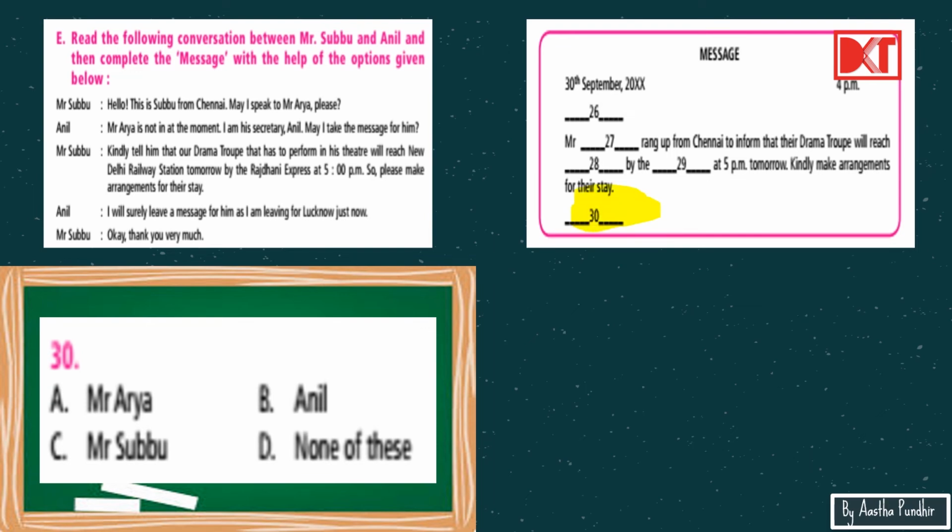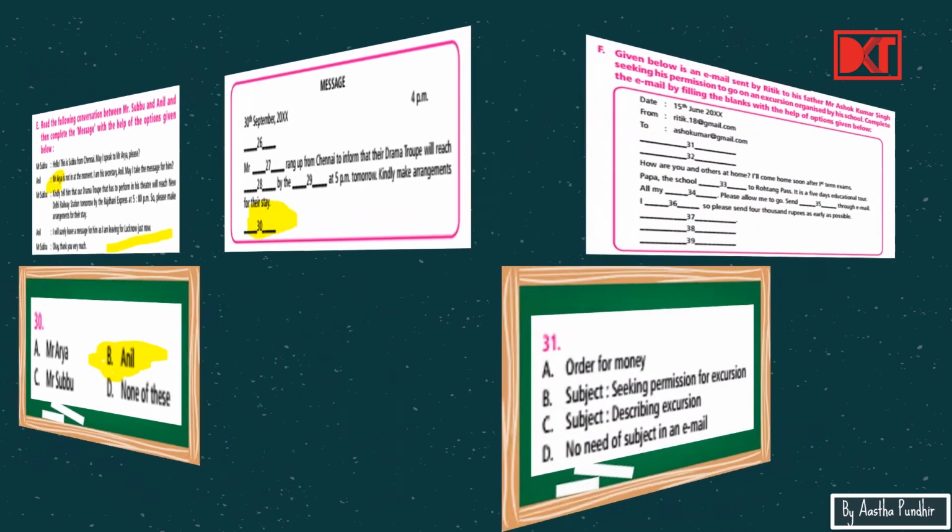Okay, 30th, last blank. By the Rajdhani Express at 5 p.m. tomorrow. Kindly make arrangements for their stay. Then at the last, what do you write? You write the name of the person who has written the message, of course. And who has written the message? B, Anil. Because he's the one who took the message and now he's leaving for Lucknow. So he's leaving a message for Mr. Arya. So B, Anil. Okay.